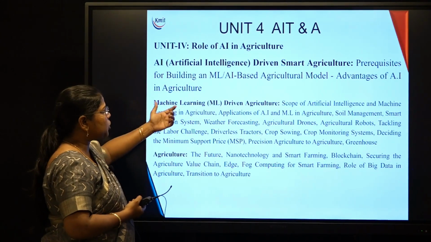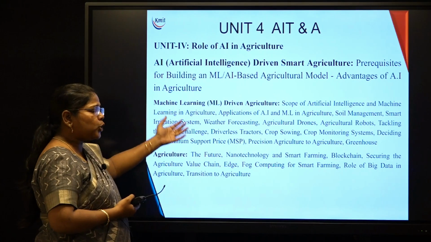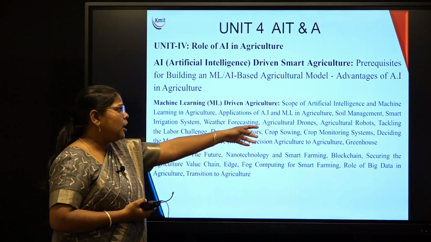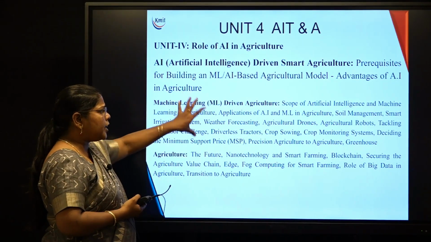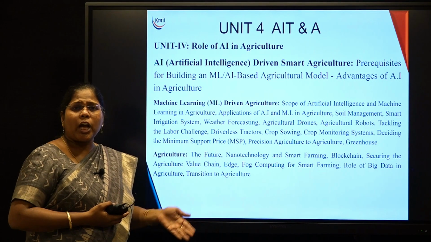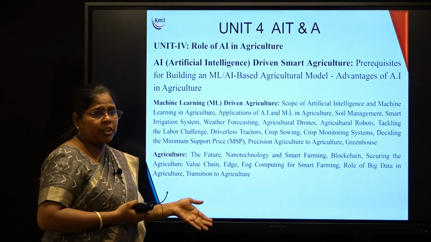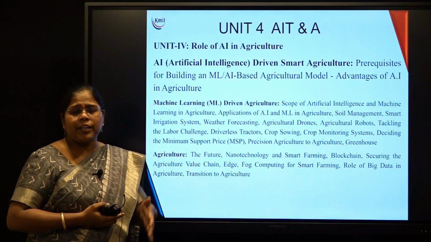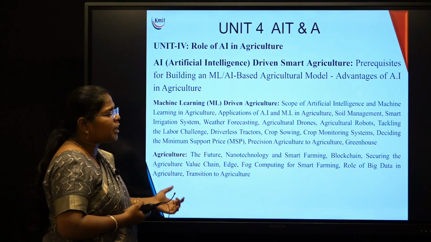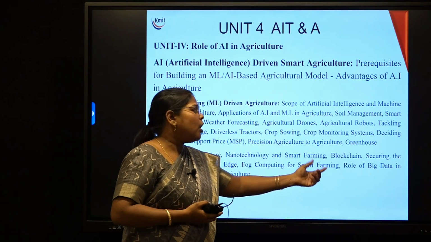We have covered machine learning driven agriculture and AI in smart agriculture, and we saw different applications like soil management, smart irrigation systems, weather forecasting, and agriculture robots. They started using different types of databases, which have to provide a lot of security. In supply chain management also, the data needs to be protected properly at every stage. For this, they started using nanotechnology, smart farming, and blockchain.